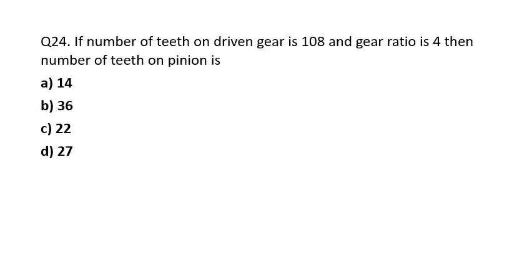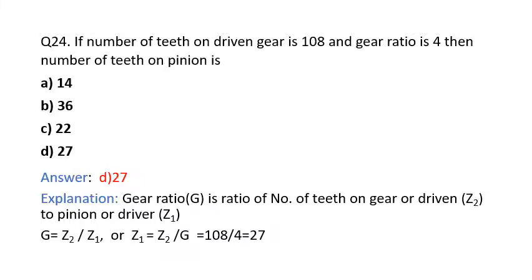Question number 24. If number of teeth on driven gear is 108 and the gear ratio is 4, then number of teeth on pinion is: A, 14; B, 36; C, 22; D, 27. And the answer is D, 27. Explanation: The gear ratio is the ratio of number of teeth on the gear or driven Z2 to the pinion or driver Z1. Therefore, G is equal to Z2 by Z1, or you can rewrite it as Z1 equal to Z2 by G, nothing but 108 divided by 4, which is 27.